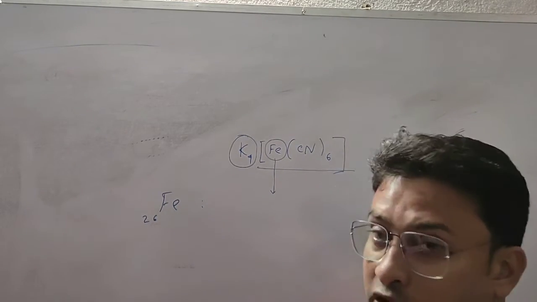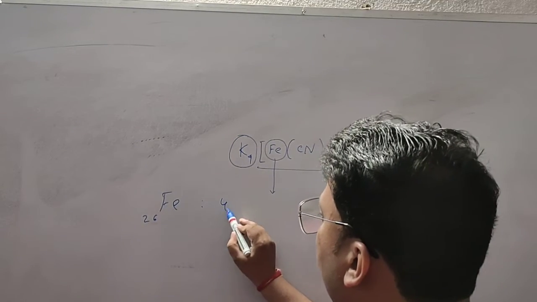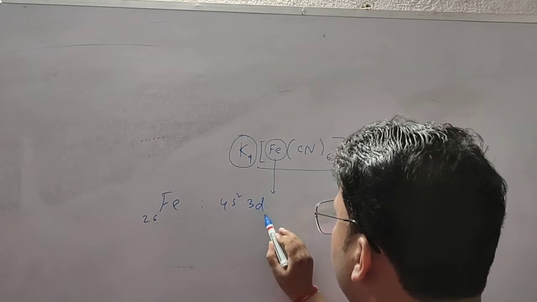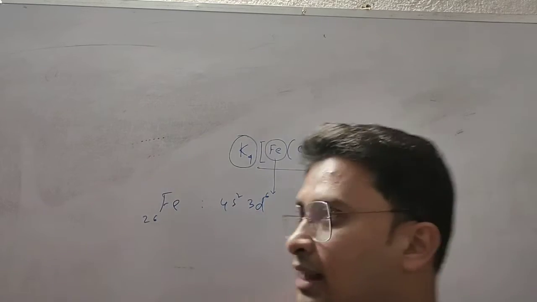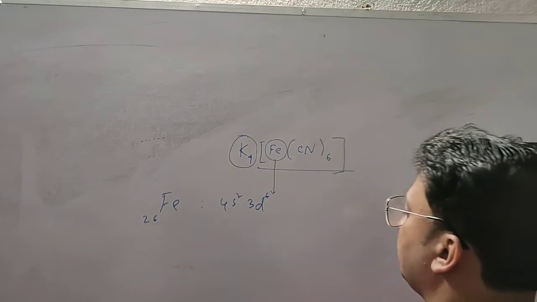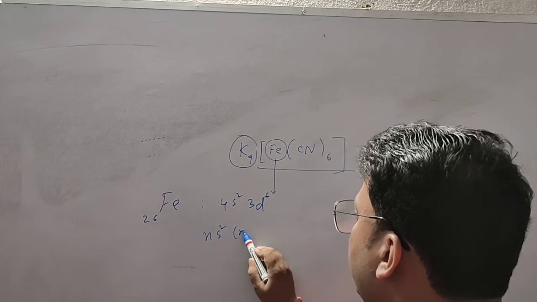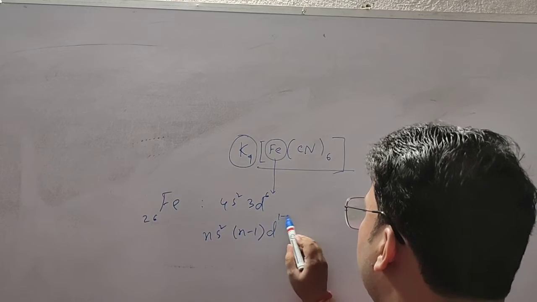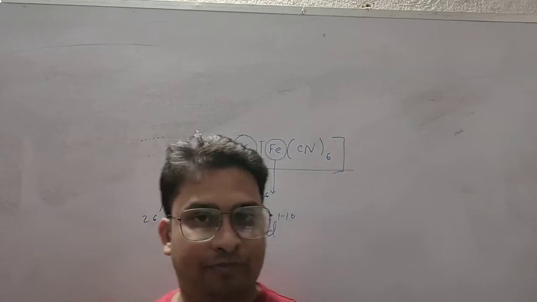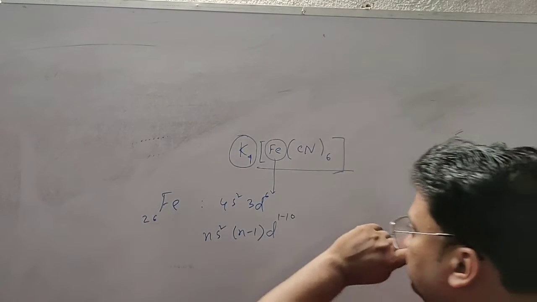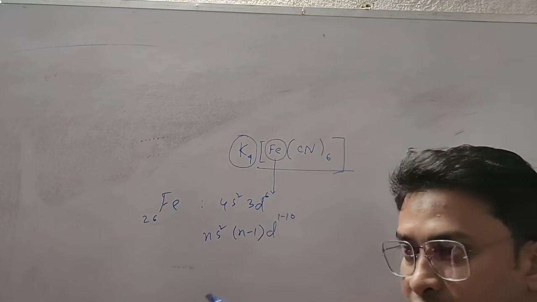If we write its electronic configuration, we will see 4s2 and 3d6 is the electronic configuration. So the last electron enters the D subshell, and it follows one rule, that is ns2 (n-1)d1 to 10, this formula. That's why Fe is called a D block element. Now Fe has a D block, Fe has a vacant d orbital.